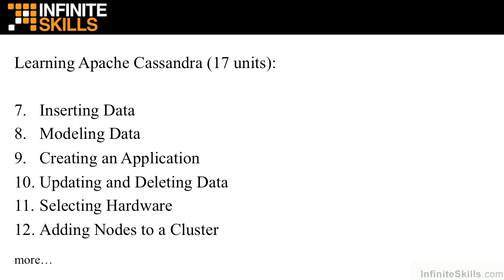In Unit 10, updating and deleting data, we're going to learn how we update and delete data in Cassandra and what's really going on in the back end when we do that. In Unit 11, selecting hardware, we're going to look at selecting hardware for production. CPU recommendations, RAM, type of storage. Those are the sorts of topics we'll be looking at in Unit 11.